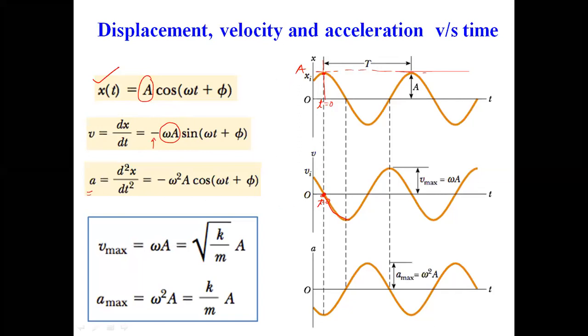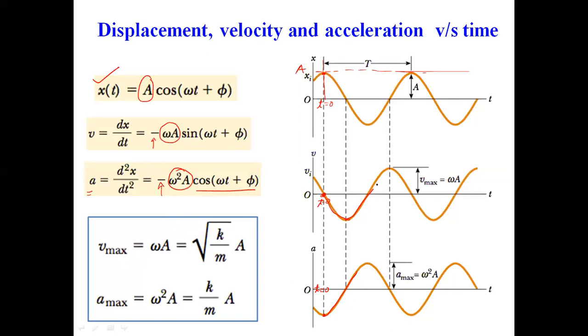Further, acceleration is the second order derivative with respect to time. So it is omega square times the amplitude with the negative sign, varying as a cosine function. Cosine means at t equal to 0, it should have maximum value, either on the positive side or negative side. And since the negative sign is there, this is the maximum value in the opposite direction. So this acceleration is varying like this.